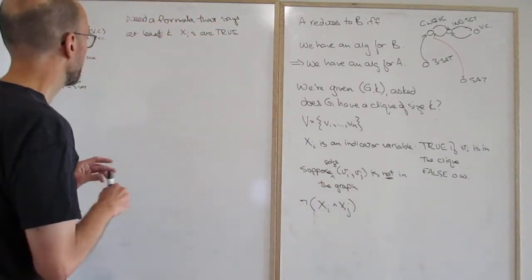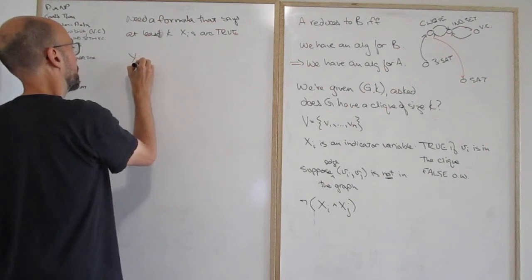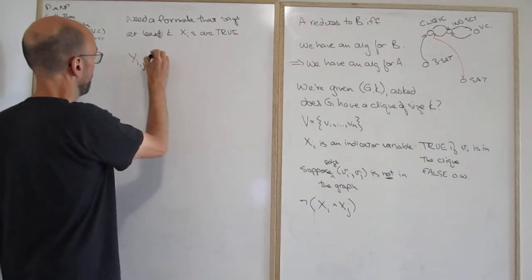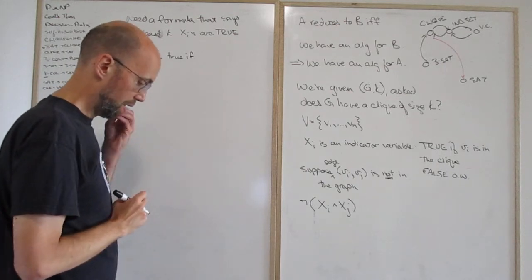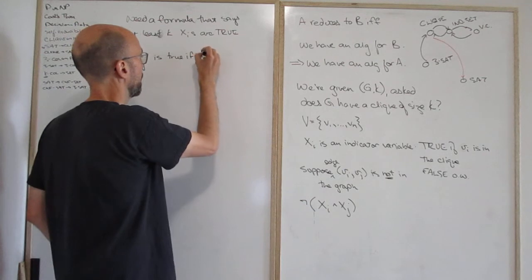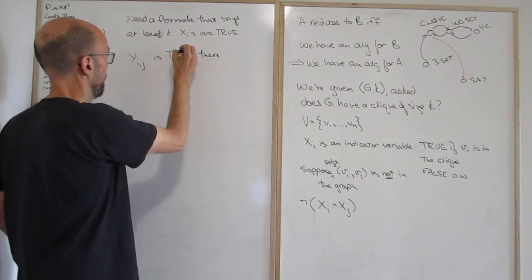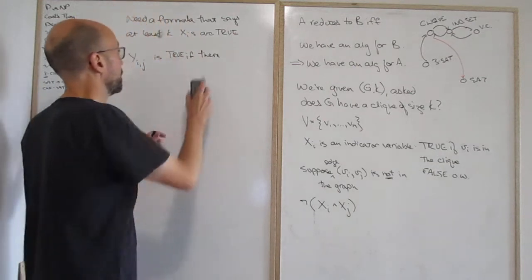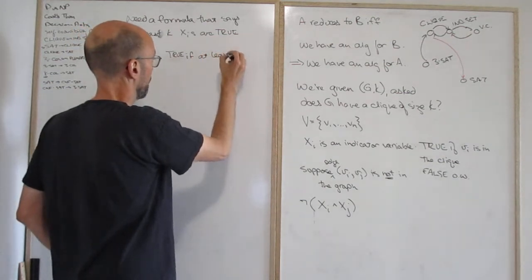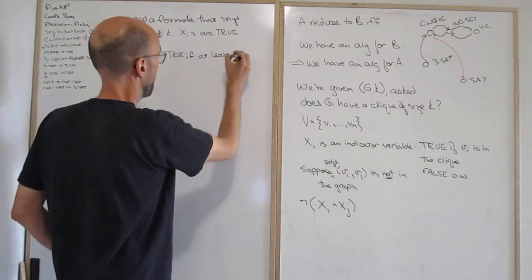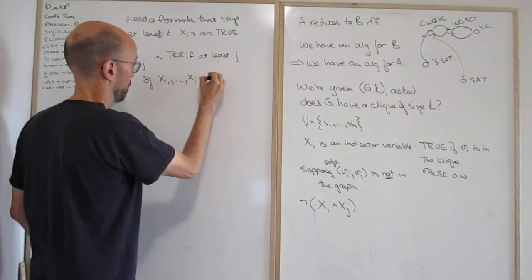you're going to say yij is true if... You want to come up with these extra variables if at least j of x1 to xi are true.